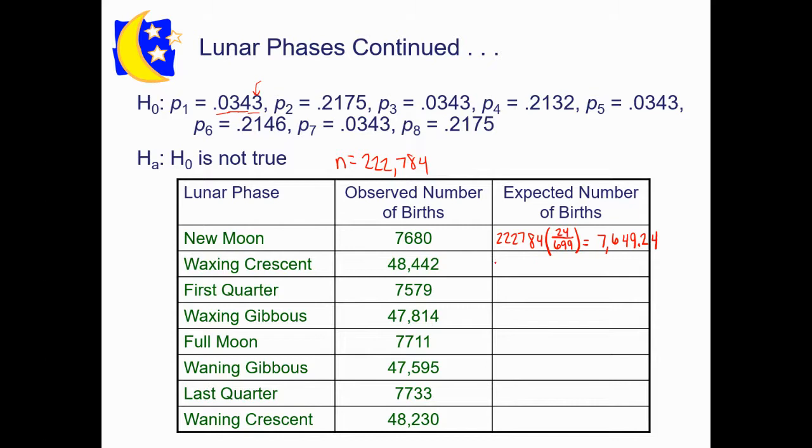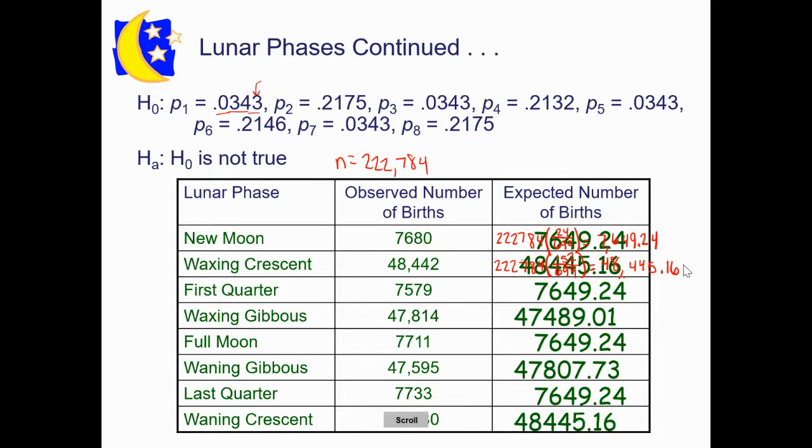And then we would go through with the next one. So 222,784 times, what was our P2? 152 over 699. And what would that one give us? 48,445. Let's do 2 decimal places, so 0.16. And then you would keep going in this manner. For the sake of time, I'll just give the rest to y'all, but you would keep going in this manner, getting these values.